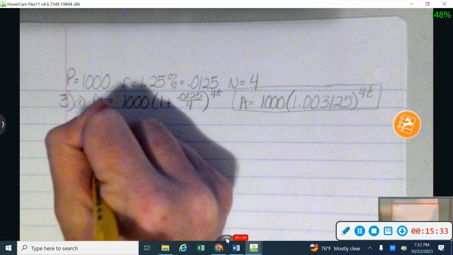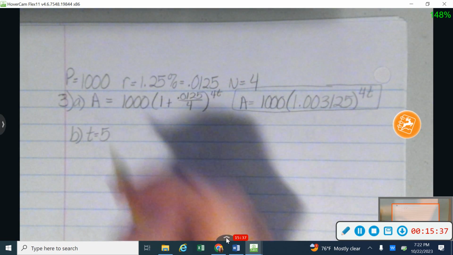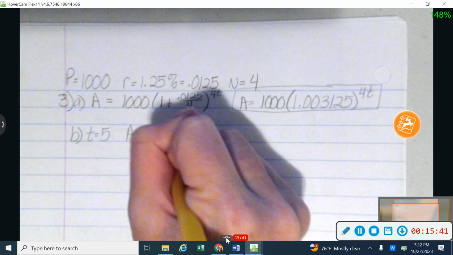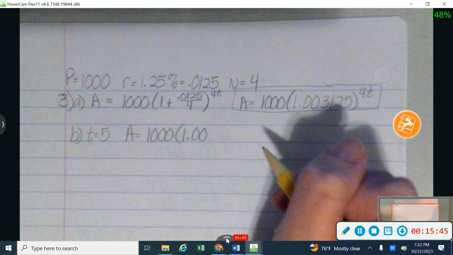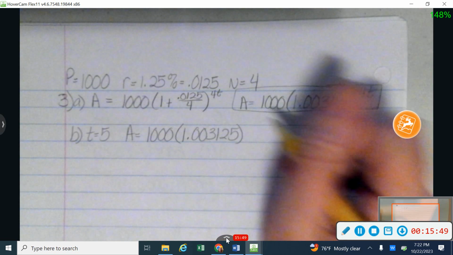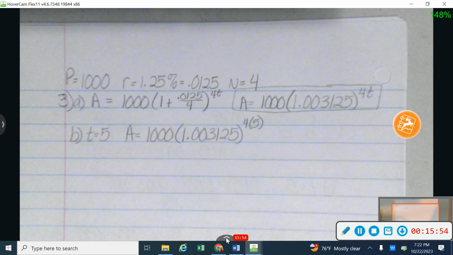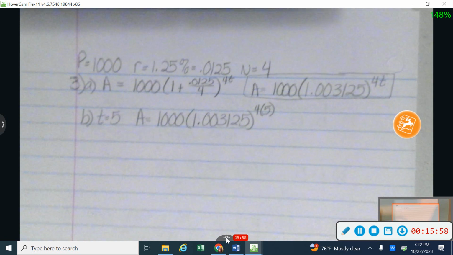All right, on B again, I want to find out how much I have after 5 years. This one's a little bigger percentage rate, so I should have a little bit more money, so that's kind of nice. So 1,000 times 1.003125, and I'm going to raise that to the 4 times 5 power, so to the 20th power up there. So I took my T value and I plugged it in right there.